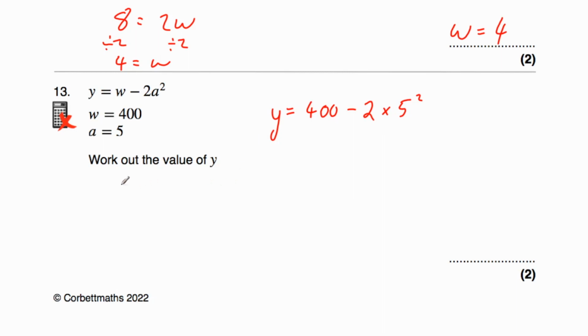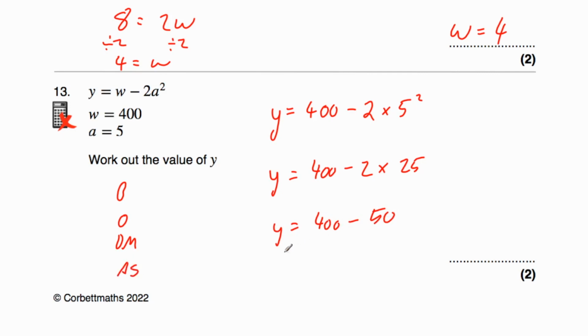So let's remember our order of operations. We've got brackets. No, there's no brackets. Then order, so that's going to be our squares, square roots, cubes, cube roots, and so on. Now we do have a squared, so we have to do 5 squared first of all. 5 squared is 25. So we've got y equals 400 take away 2 times 25. Now we've got divisions and multiplications. Well, we do have a multiplication, so we're going to do 2 times 25 next. 2 times 25 is 50. So we've got y equals 400 take away 50, and that's a subtract, so y equals 350.